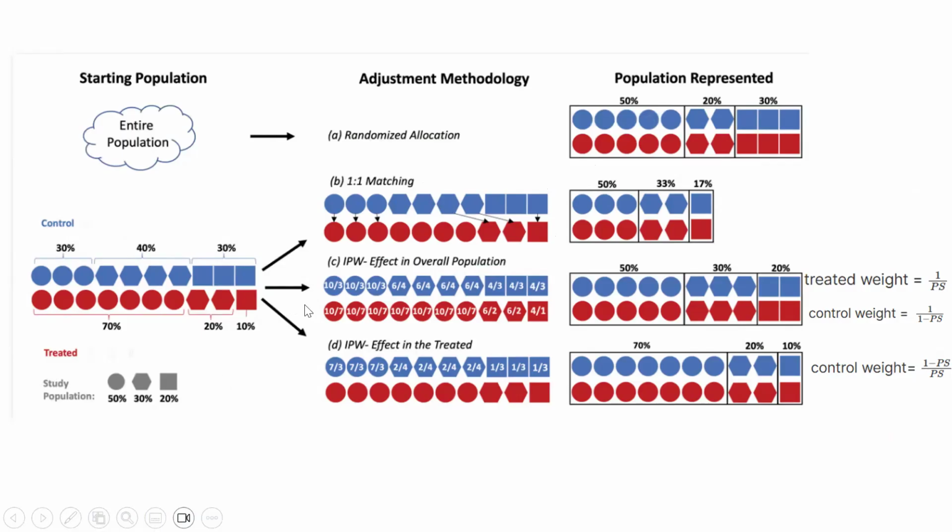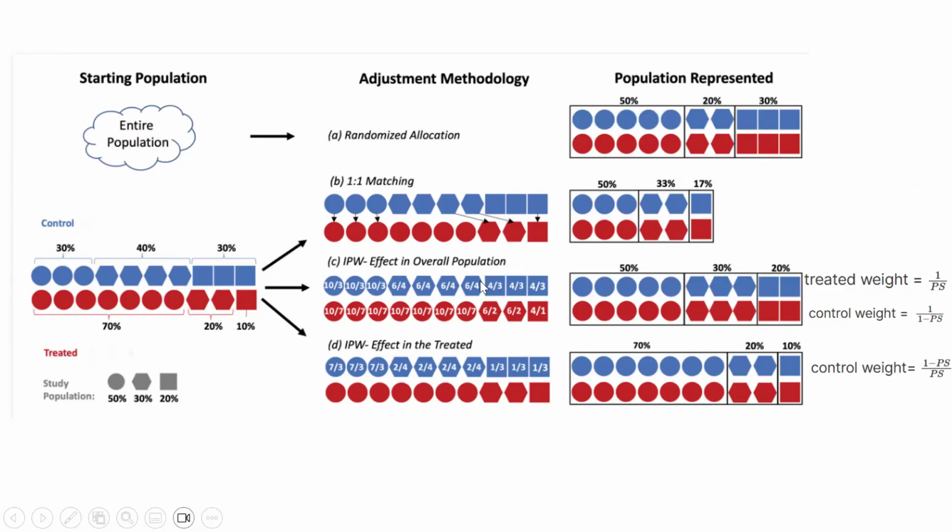The other method is using inverse probability weighting. Basically, it's used to estimate treatment effect when the control and treatment arm resemble the average study population. There are three types of inverse probability weighting. One is the effect in the overall population. So here, your control and treatment group will resemble your overall study population.